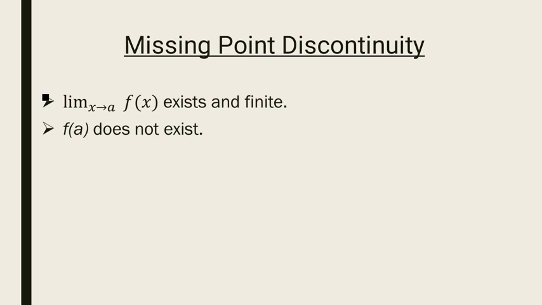When we say a function has a missing point discontinuity, the limit of the function has to exist and be finite, but f of a does not exist. That means f is not defined at a. That's why the graph is missing at that point. So this kind of discontinuity is called missing point discontinuity.